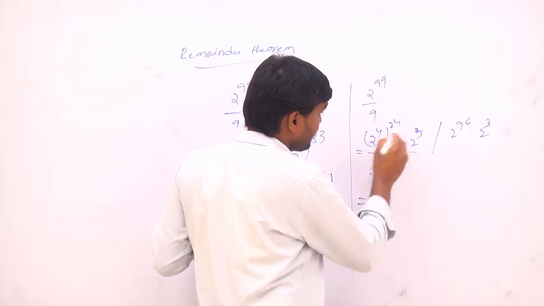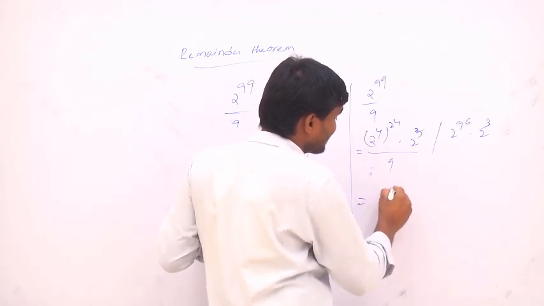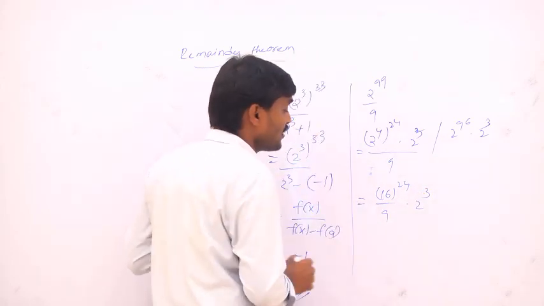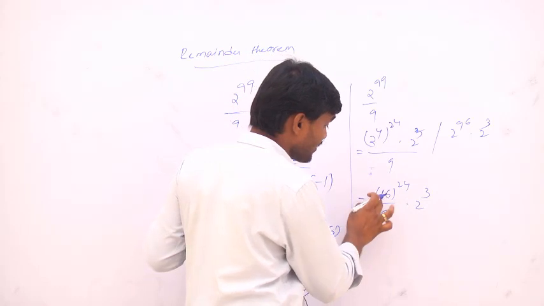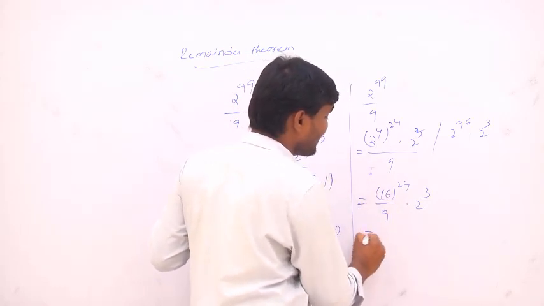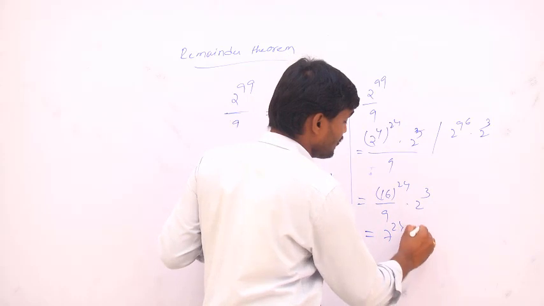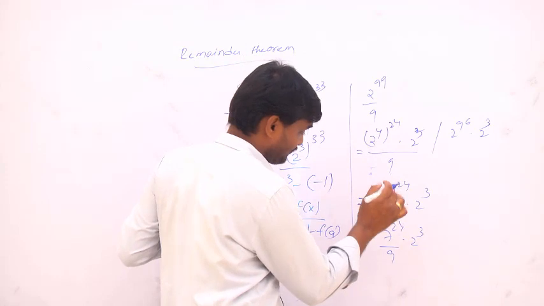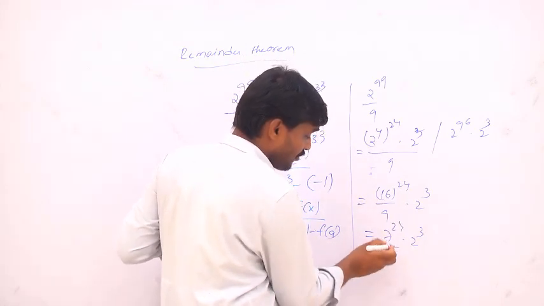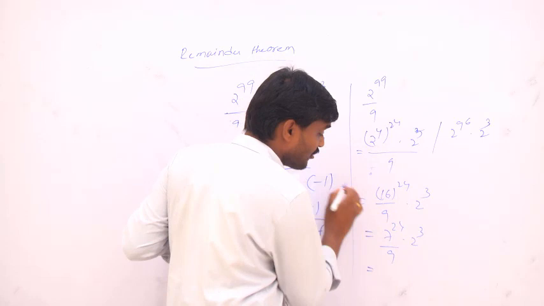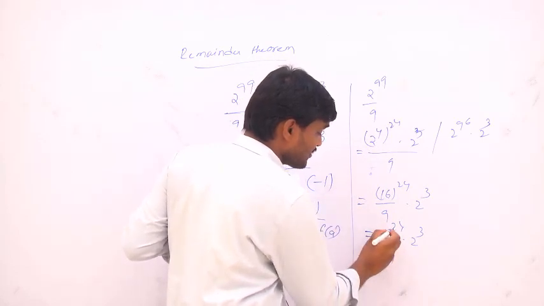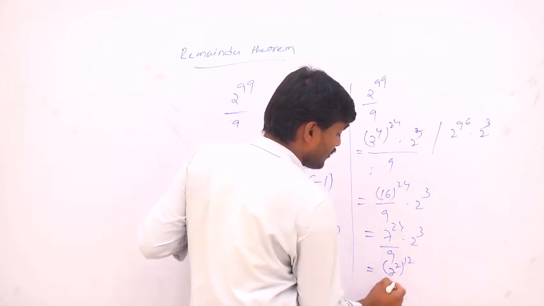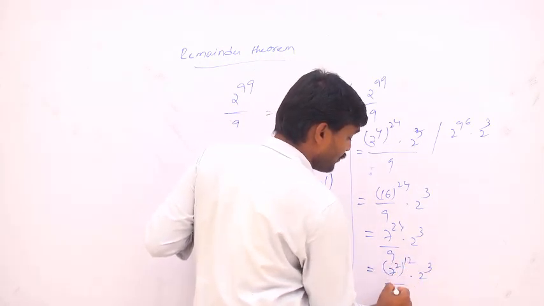So 2 power 4 is 16. 16 power 24 by 9 into 2 cube. 16 should be divisible by 9: 9 ones are 9, so the remainder is 7. 7 power 24 into 2 cube by 9. Next, 7 power 24 is greater than the denominator, so that is 7 square power 12 into 2 cube by 9.